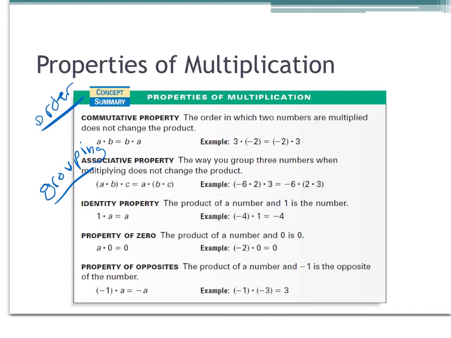The property of 0 simply states that any number times 0 will always be 0. So in our example here, we have negative 2 times 0 is 0.